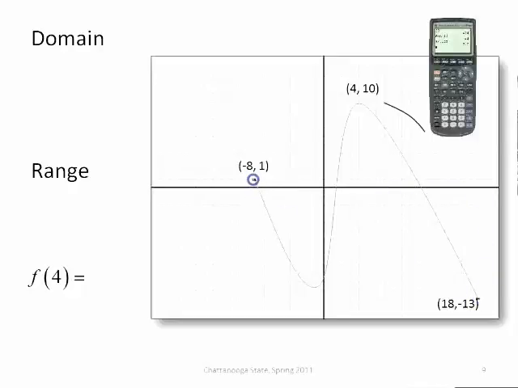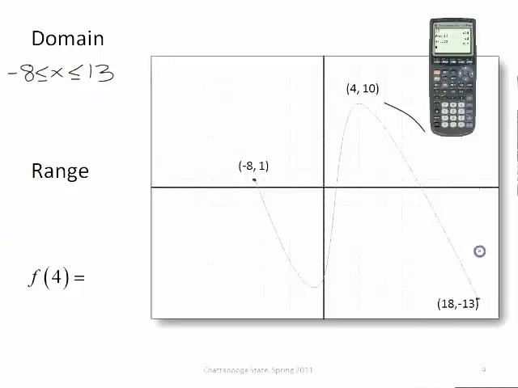So the x value here where it starts is a negative 8. The x value where it ends is a positive 13. So here my domain is everything between a negative 8 and a positive 13. So x is between negative 8 and positive 13.